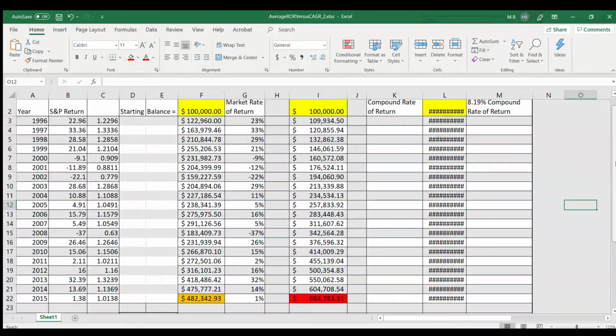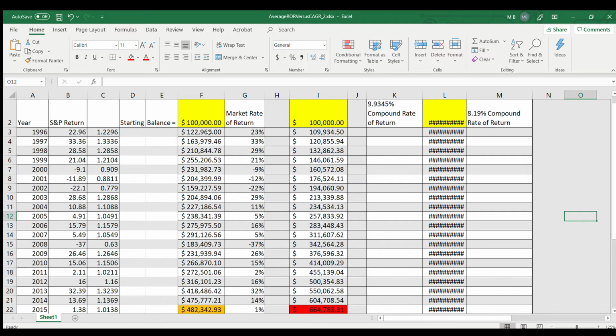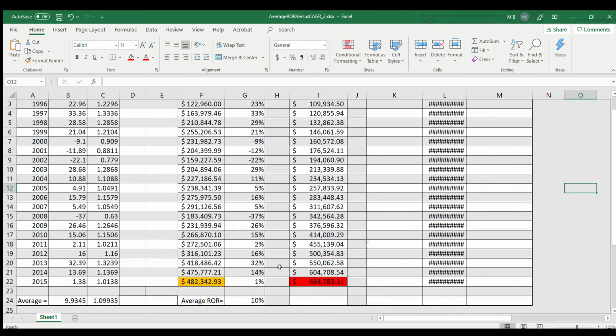But it isn't. It simply isn't. If you actually run the numbers starting at $100,000, the actual market experience that you would have had left you with $482,000, which I'm not saying is a reason to complain. You started with $100,000 and after 20 years you are at $482,000.